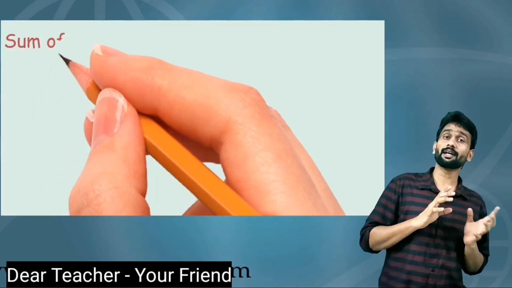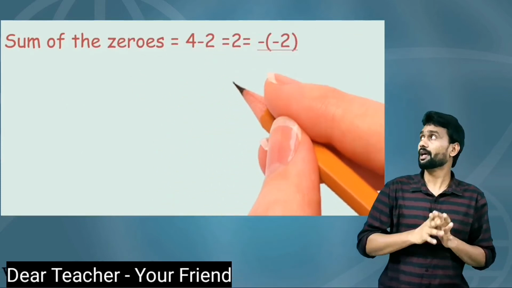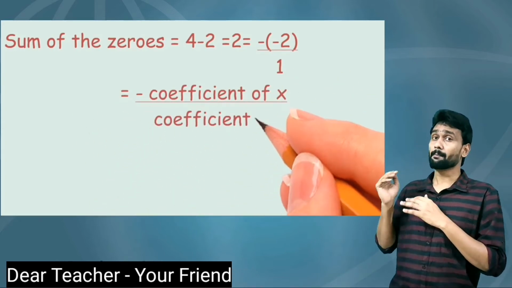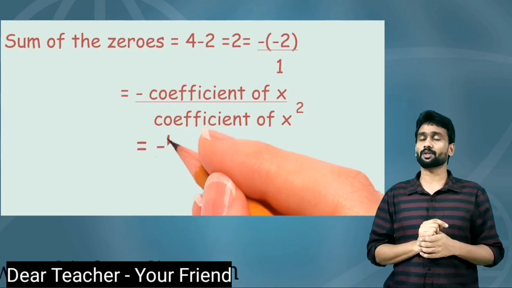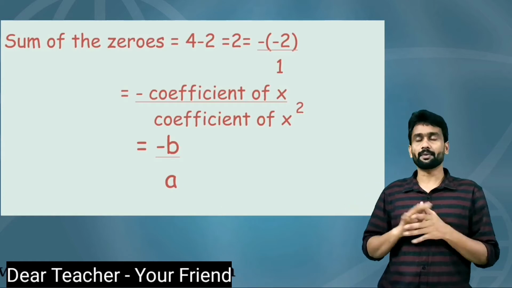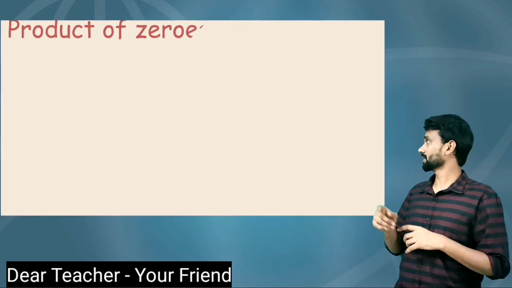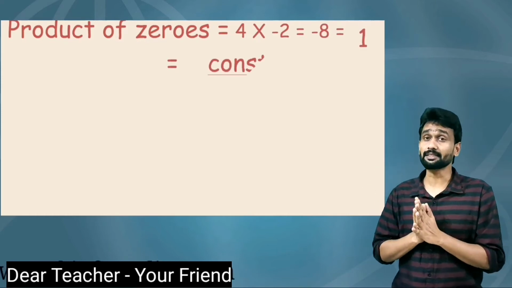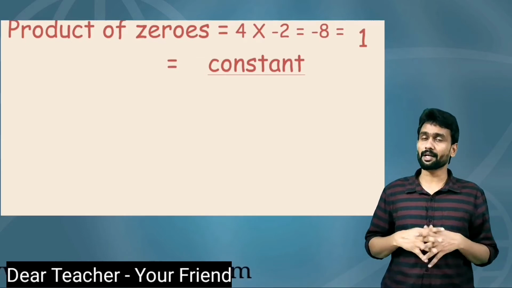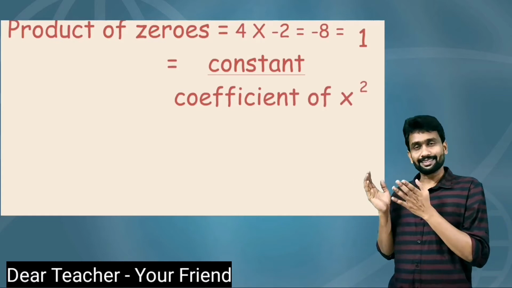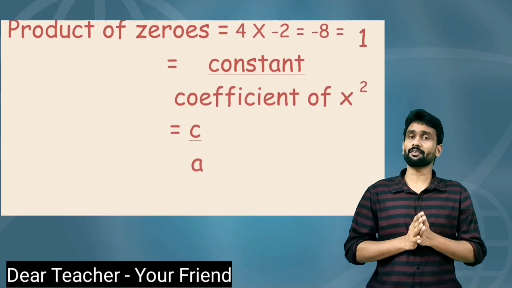Now we need to verify the relation between the zeros and their coefficients. So we can see the sum of the zeros: 4 minus 2 equal to 2. 2 we can rewrite as minus of minus 2 by 1, which is equal to minus coefficient of x by coefficient of x square. Hence verified. Next, product of the zeros: 4 into minus 2, which is equal to minus 8. Minus 8 we can rewrite as minus 8 by 1, because there is no denominator, so we can assume the denominator as 1. So minus 8 by 1 is equal to constant divided by coefficient of x square. Hence we verified.